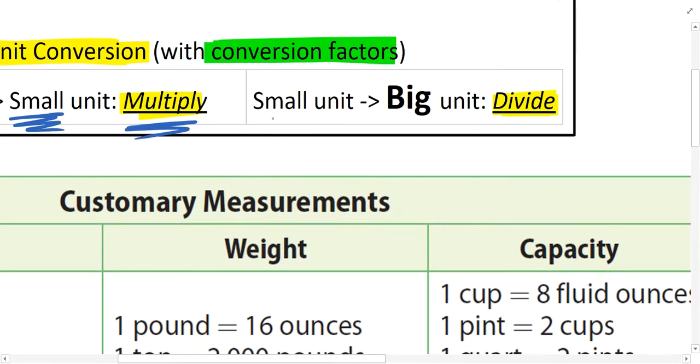If you're starting with a small unit like ounces and you want to convert to a larger unit like gallons, well, ounces are smaller than gallons, so you're converting from a small unit to a large unit. You would have to divide by your conversion factor.